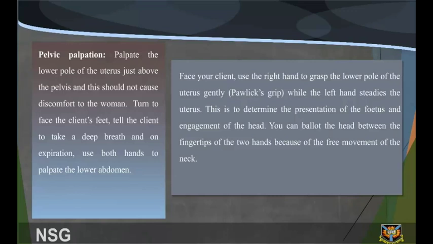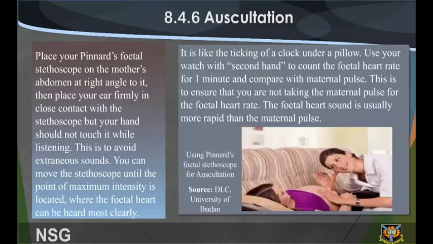Tell the client to take a deep breath, and on expiration, use both hands to palpate the lower abdomen. Face your client. Use your right hand to grasp the lower pole of the uterus gently, while the left hand steadies the uterus. This is to determine the presentation of the fetus and engagement of the head. You can balance the head between the fingertips of the two hands because of the free movement of the neck.